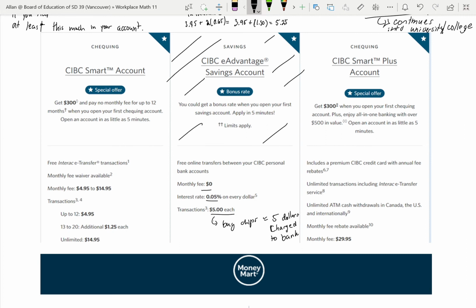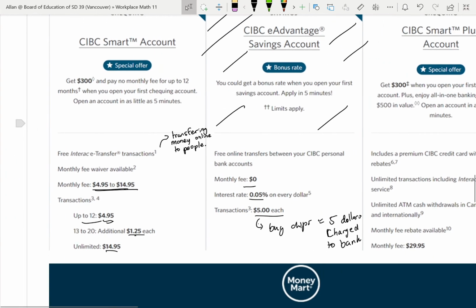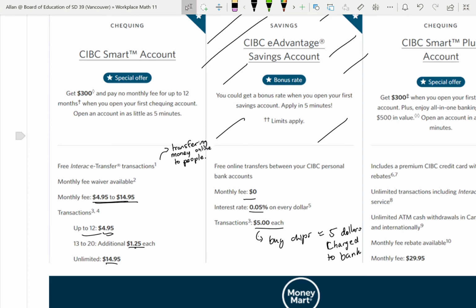Checking accounts. So there's the CIBC Smart account. So the monthly fee, they say, is between $5 and $15. So you get 12 transactions free. You pay this minimum $4.95. Each additional transaction is $1.25 extra, and then if you go above this $15, you just pay the $15. The other thing that it says it offers is free monthly e-transfers. So these are transferring money. All right, my writing's really messy today. Oftentimes, this is kind of a new way that we can transfer money online. It goes through email or phone, but it allows free Interac e-transfer transactions.